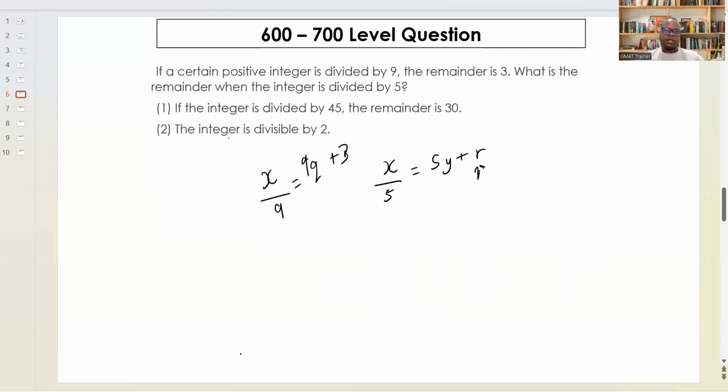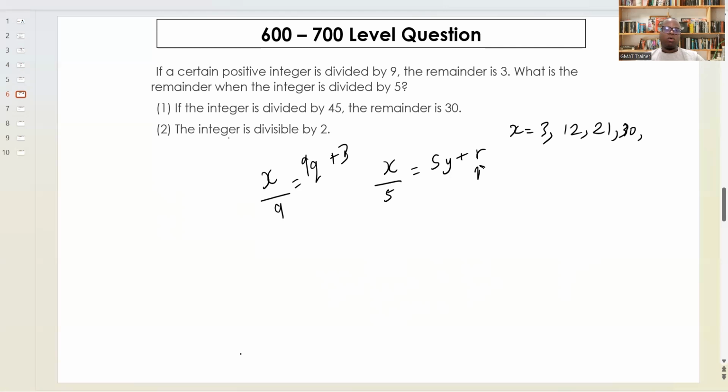So as it is, it may not be so easy to find out what r is. What you just know from the first statement is that x can possibly be what values? If the remainder is 3, it can be 3, because if x is, let's say, 3, then the remainder is going to be 3. It can be 12. It can be 18 plus 3, that's 21. 27 plus 3, that's 30, and so on and so forth. It can have multiple values. That is what we're seeing from this.